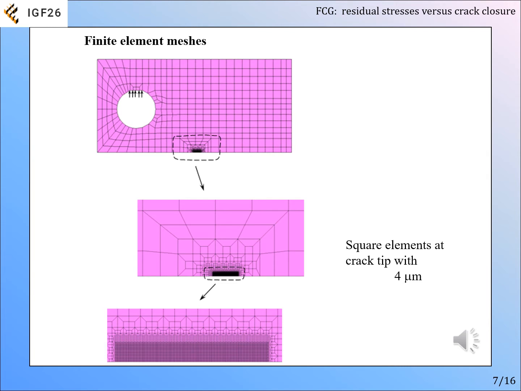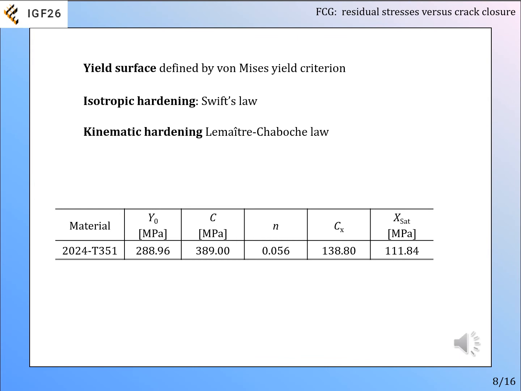This slide shows the finite element mesh which was used in the numerical analysis. The mesh was refined in the region of crack propagation, having there elements with a size of 4 microns. The material studied was the 2024 T351 aluminum alloy. The proper modeling of elastic plastic behavior is of major importance for the quality of numerical predictions. We considered von Mises yield criterion, Swift's law to model the isotropic hardening, and Lemaitre-Chaboch law to model kinematic hardening.